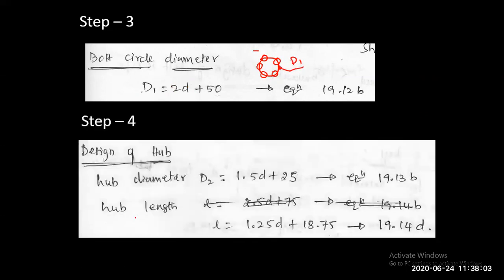The next step is designing of the hub. The hub is nothing but the flange itself, which is covering the shaft. So that's the hub diameter D2, and the length or thickness of that particular hub also corresponds to the length of the key.